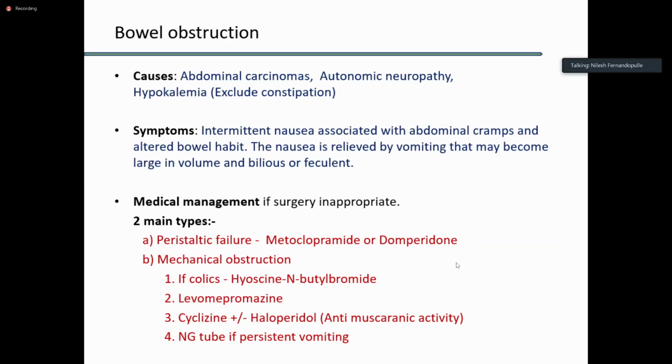Or even PEG tubes. You can give venting PEG tubes. So the patient is able to take some water by mouth, but through the PEG tube, you remove it. So there are different therapies you can use for these sort of patients also. Okay, so those are for bowel obstruction.